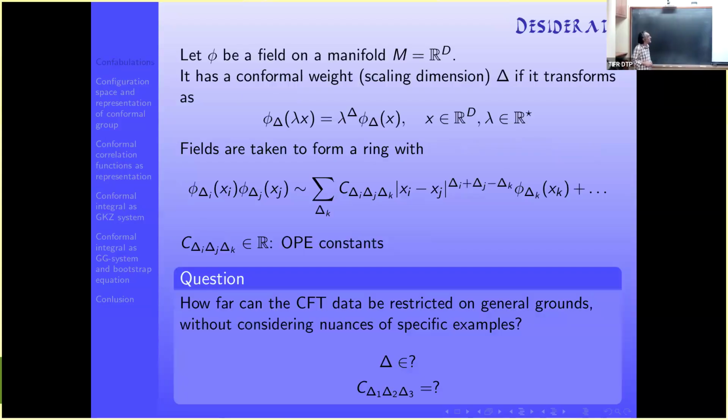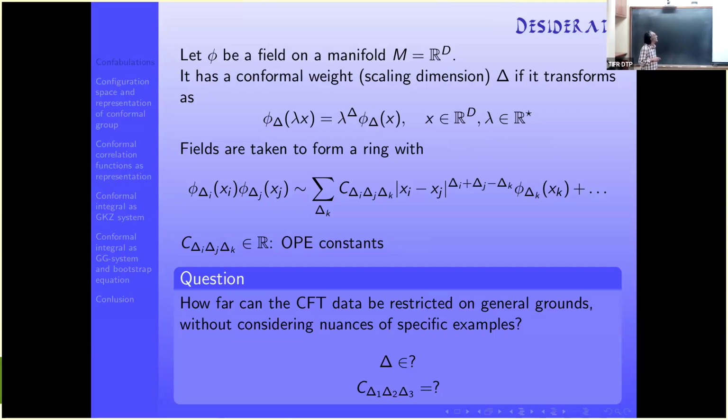Yeah, so let's start with this. These are our desiderata. Let's start from scratch. So phi is a scalar field on a manifold. This manifold is always R^d, Euclidean flat space, for the purpose of this talk. And it has a scaling dimension or conformal weight if it transforms like this. So if I scale the space-time coordinate with a lambda, it goes as lambda to the power delta, and this delta is called conformal weight.